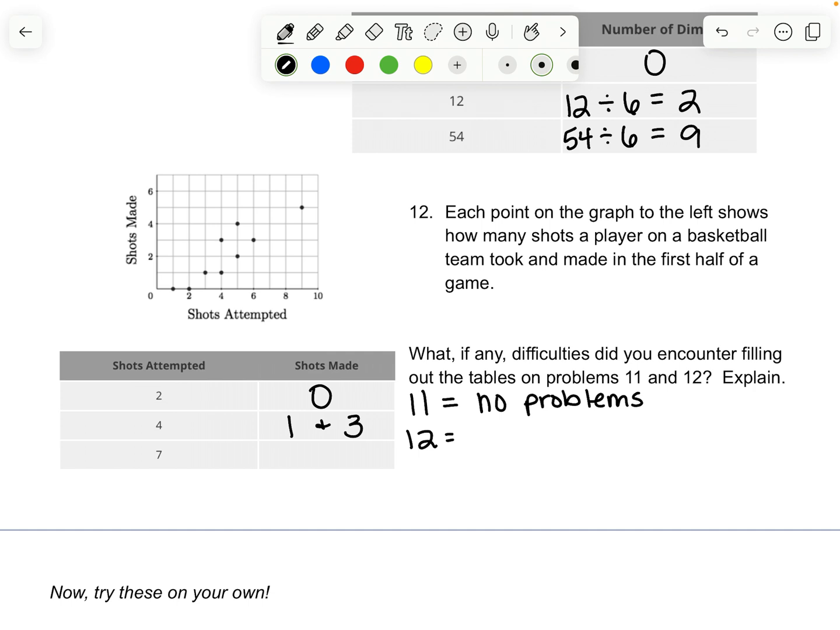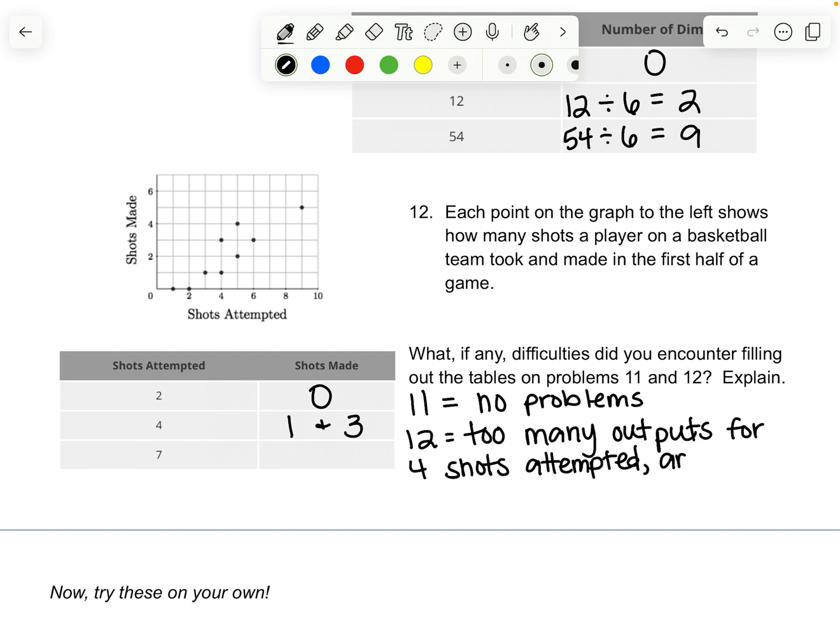So the problem was too many outputs for 4 shots attempted and no info for 7 shots attempted.